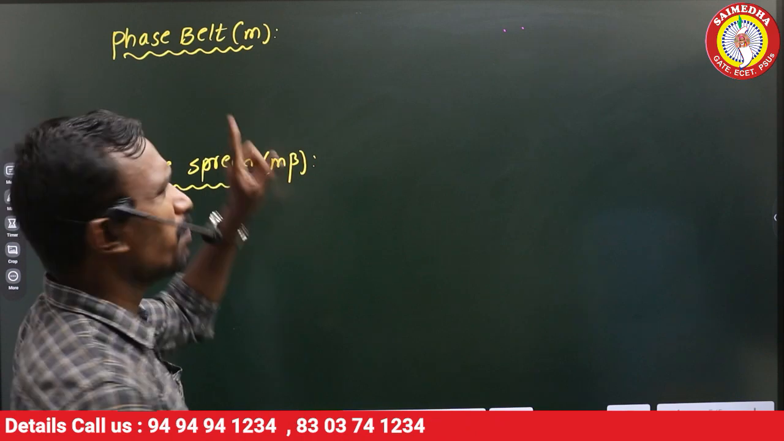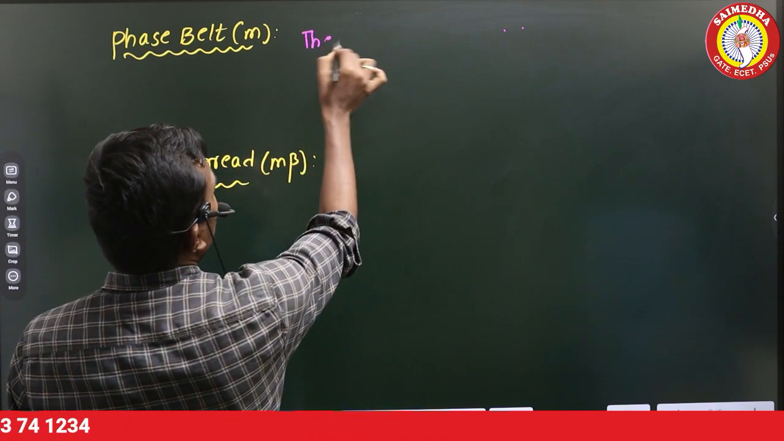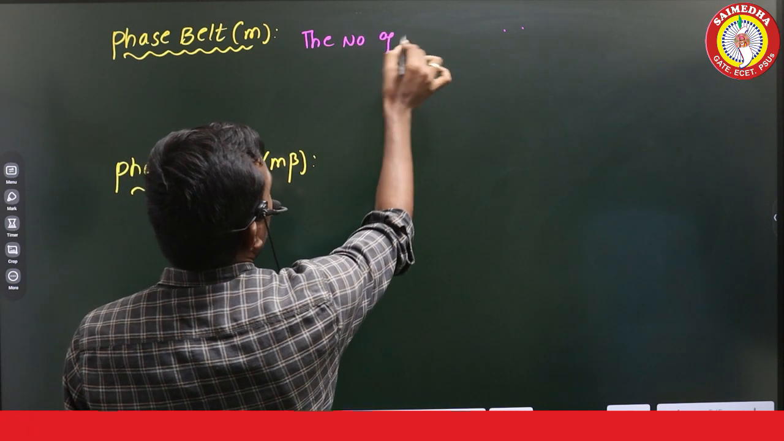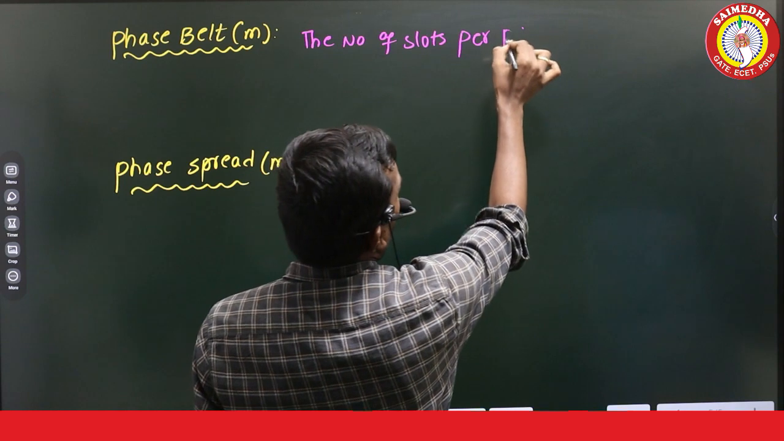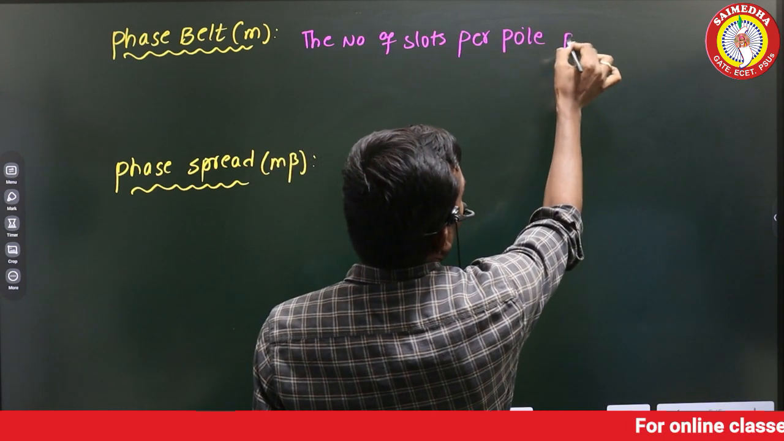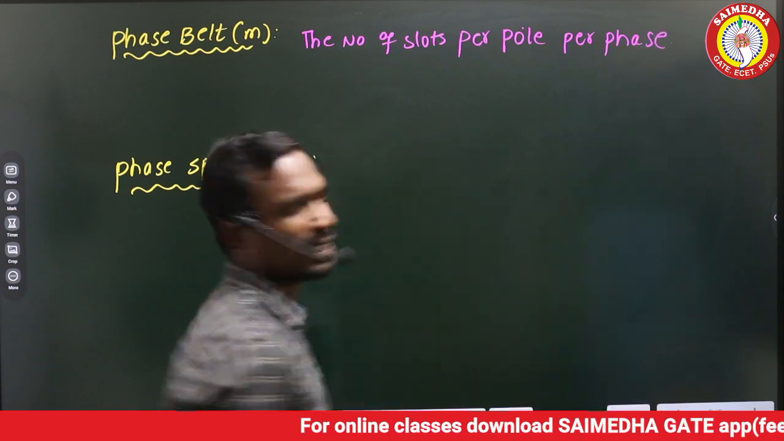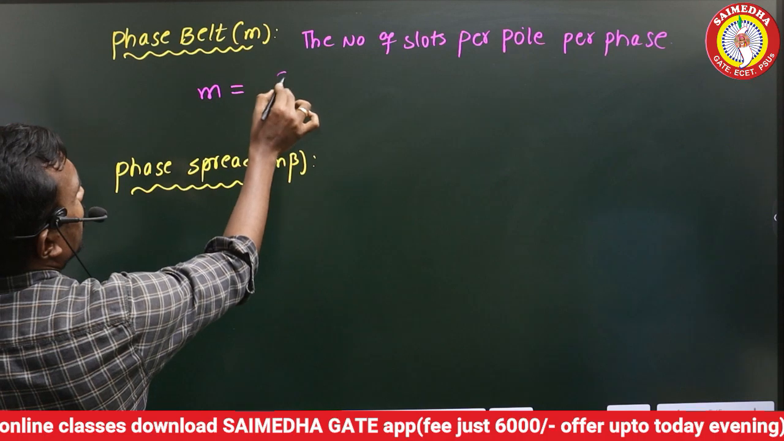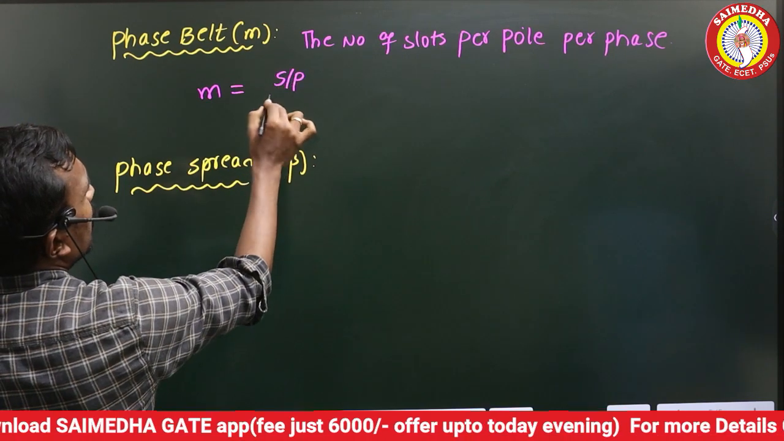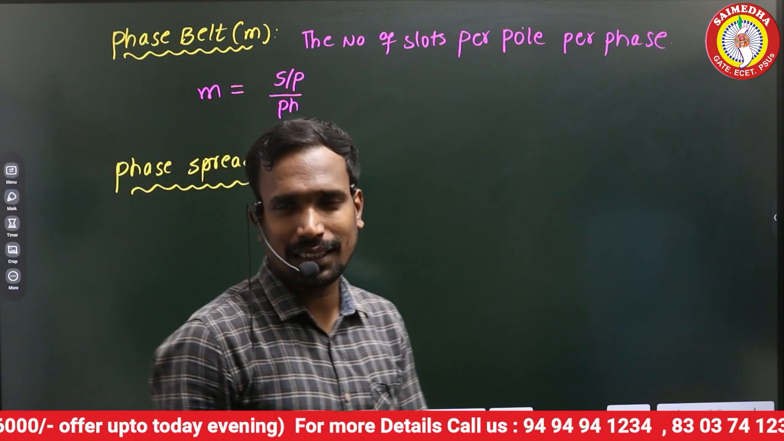Generally, the phase belt is nothing but the number of slots per pole per phase. This is the exact definition of phase belt. So generally the phase belt M is equal to the number of slots per pole per phase. This is simply called phase belt.